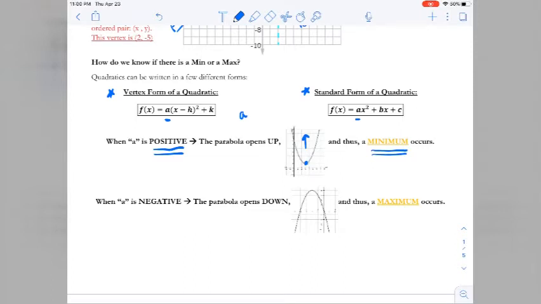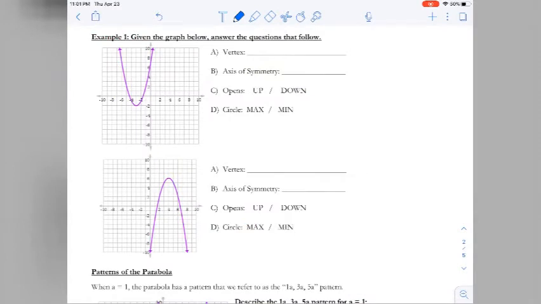If, on the other hand, a is negative, and we have an equation like this, if a is negative, that means our parabola opens down, which means that our vertex will always be our highest point or our maximum value. So let's take a look at a couple examples.